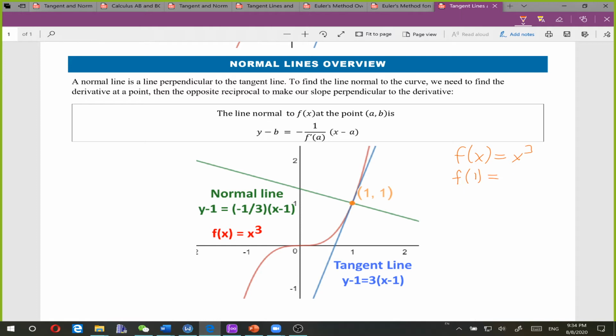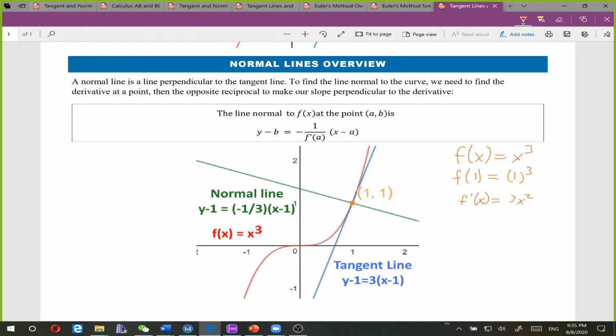If x equals 1, then my y value is also 1. And then I'm going to find the slope of my normal line. The slope of my normal line is negative 1 over the derivative at our point. So first I'm going to find the derivative. The derivative of our function is 3x squared.